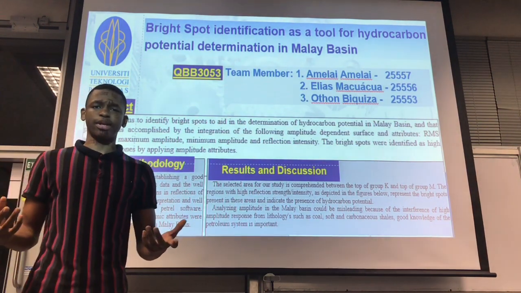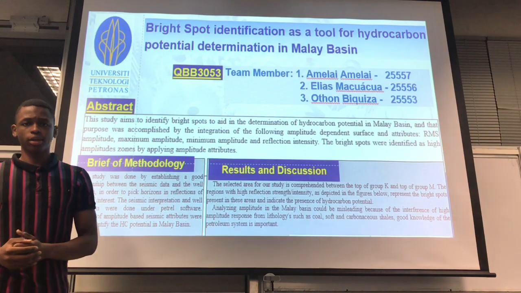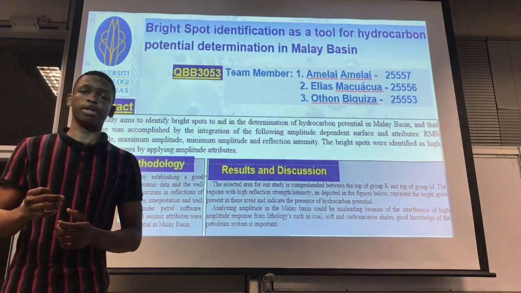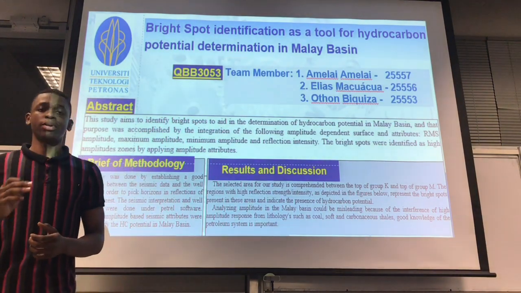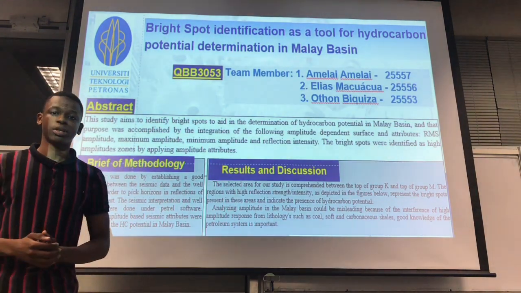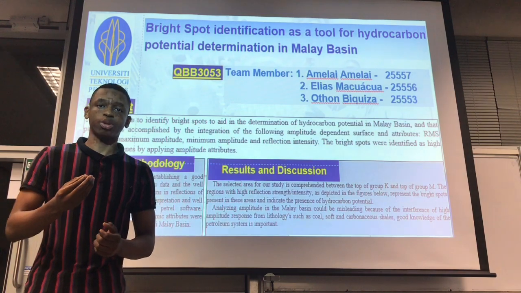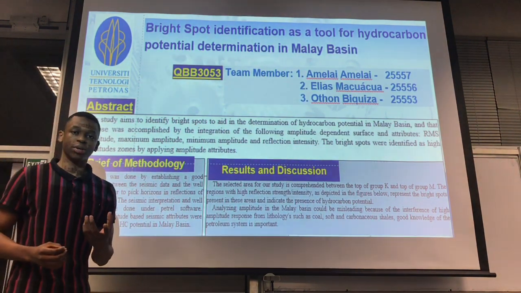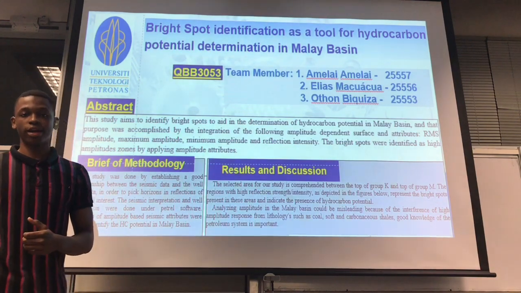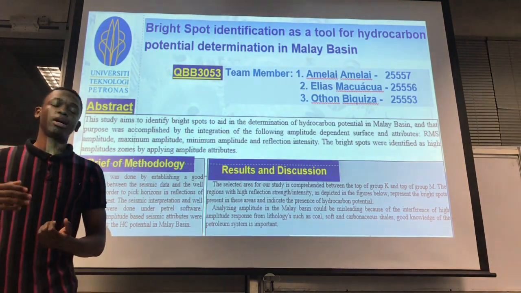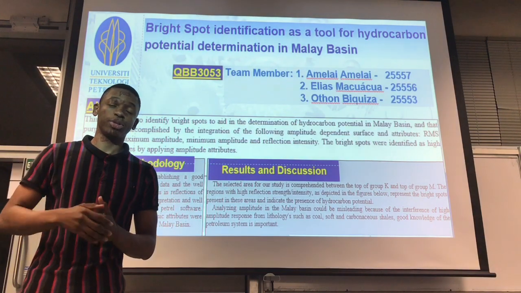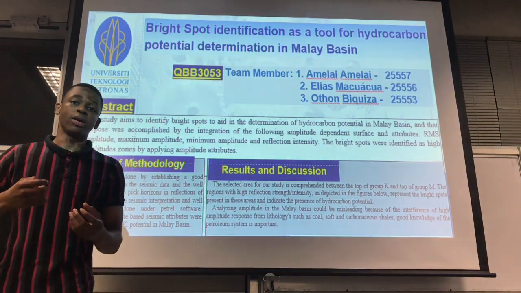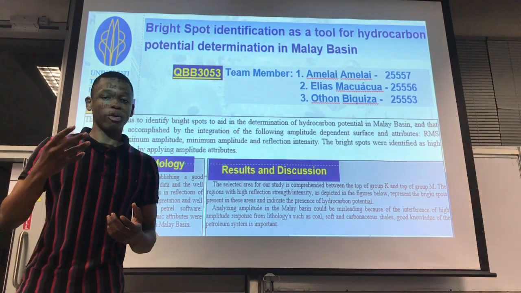So what's the theory behind a bright spot? A bright spot primarily results from a high acoustic impedance contrast. So how does that happen? When a hydrocarbon, which has low acoustic impedance, replaces a brine saturated zone which has high acoustic impedance, and is overlain by a shale rock which also has high acoustic impedance, this results in a high reflection coefficient.